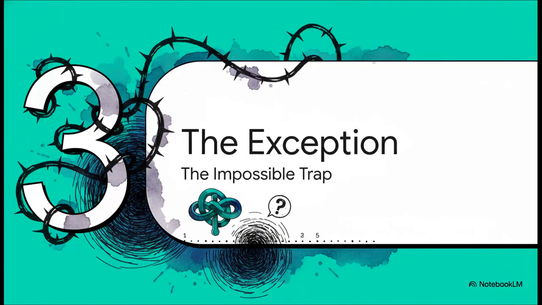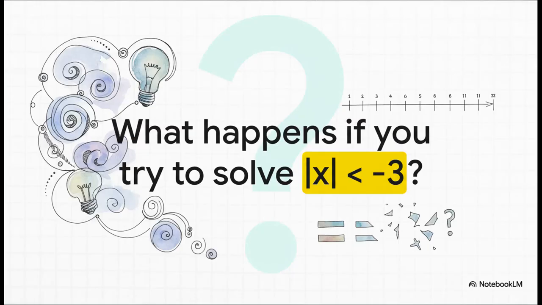Now, like any good rule in math, there's always an exception. There's a little curveball that can really get you if you're just going on autopilot. We're going to call this one the impossible trap. So what about this? Your first instinct might just be to start building a sandwich, right? Put x between 3 and -3. But wait a minute. Before you write down a single thing, let's just think about what this problem is really asking. This is the key.